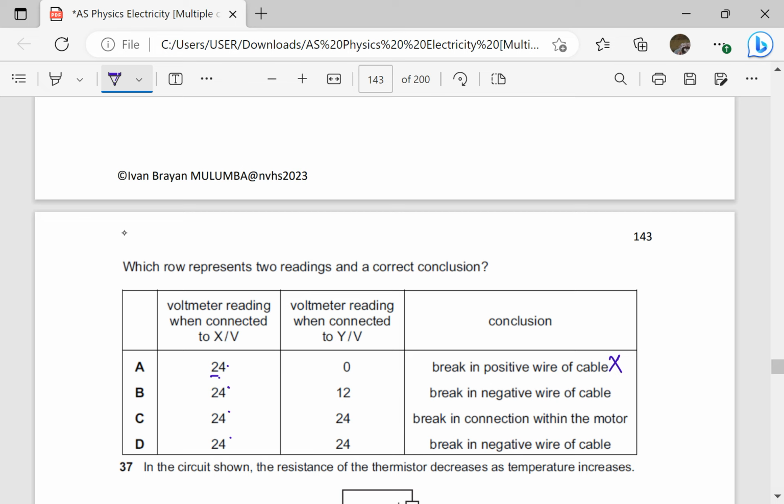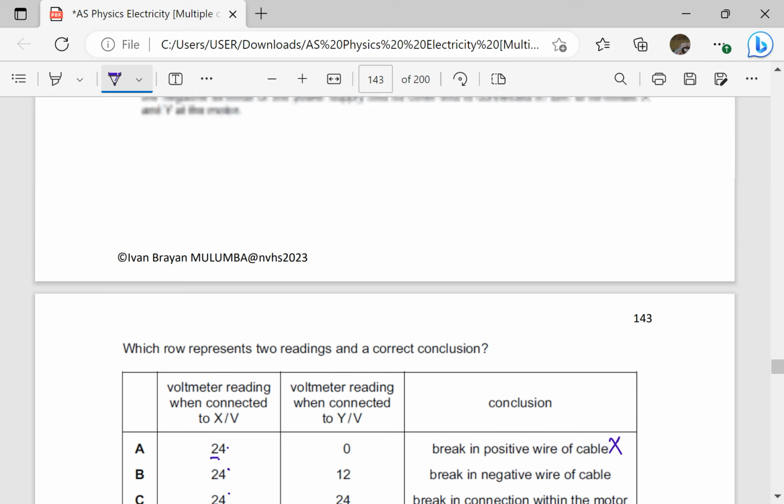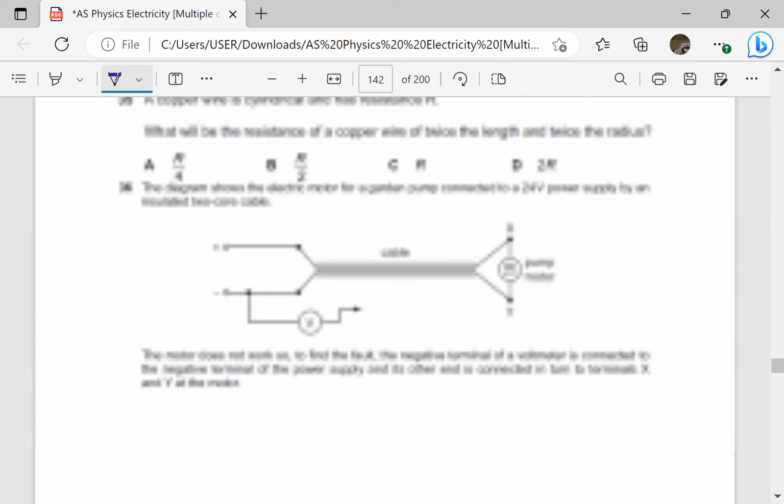Then number 2, let's think of a situation if there was a break in the pump. Let us assume there is a break in the pump or there's a problem with the pump.